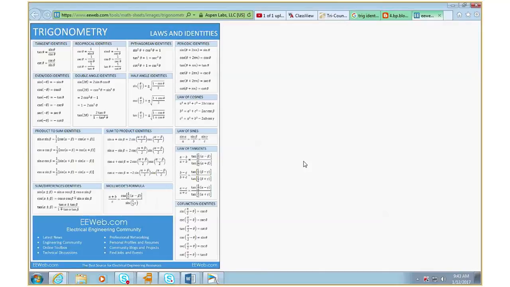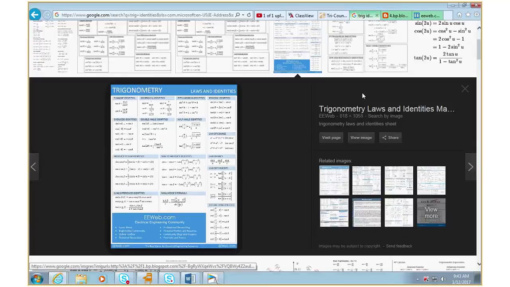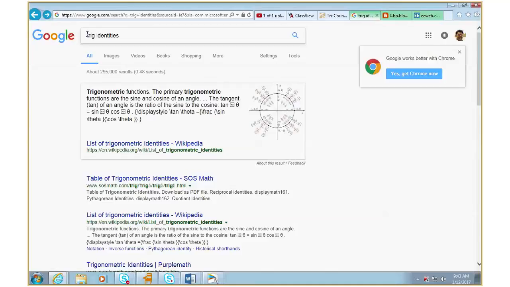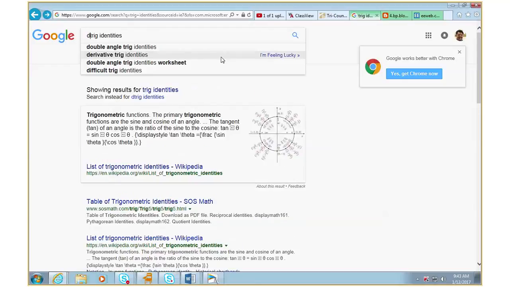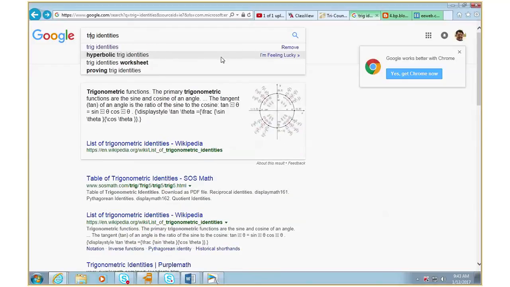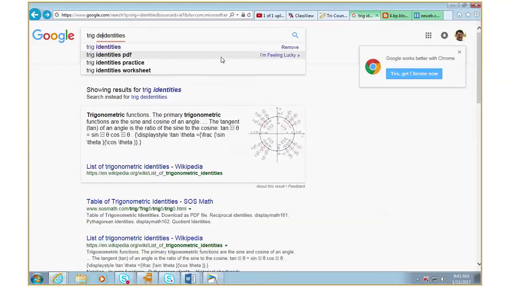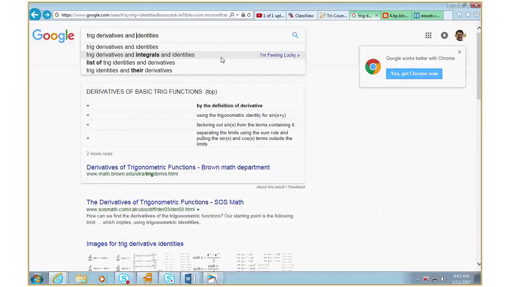You need to pull up the derivatives. So do that also. Just type in derivative or trig derivatives. And integrals.